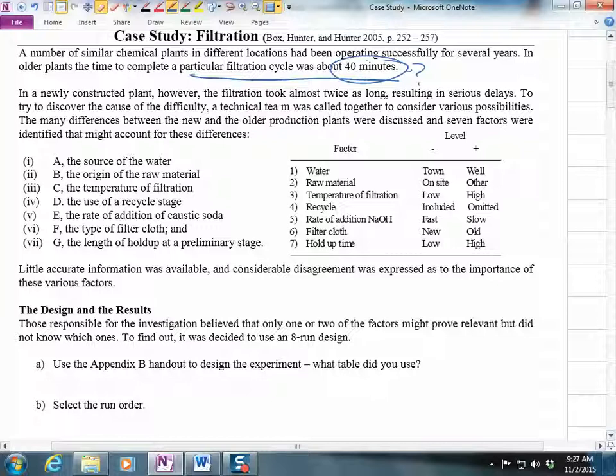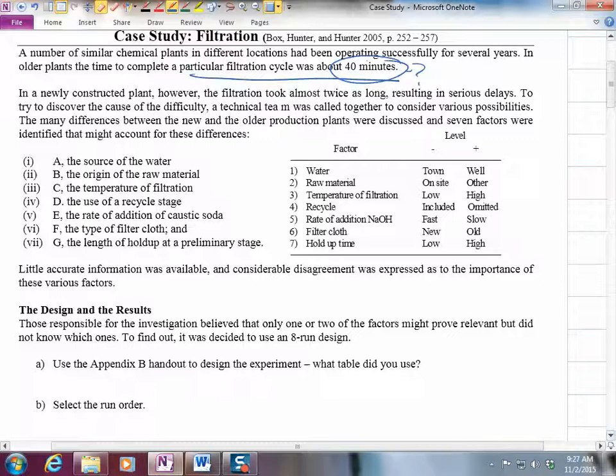So now they go in and get together with a bunch of people from the old plant and the new plant, and figure out everyone who knows about this filtration step. Plus they brought in at least one of these guys as an expert in helping them do these design experiments to figure out what's happening.